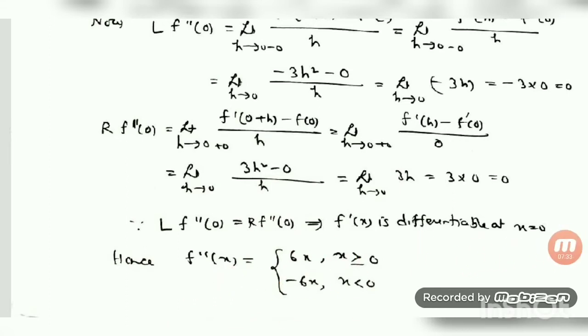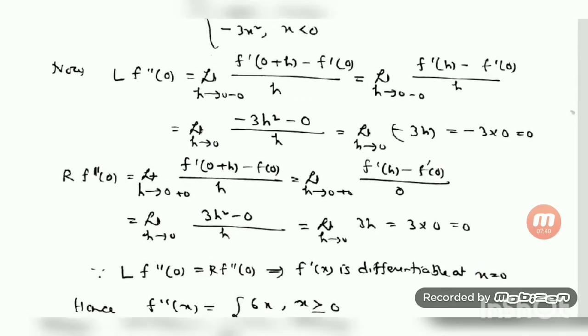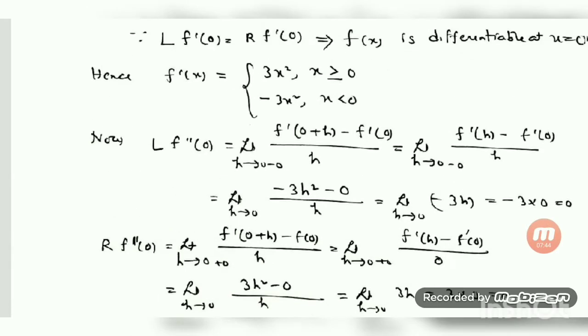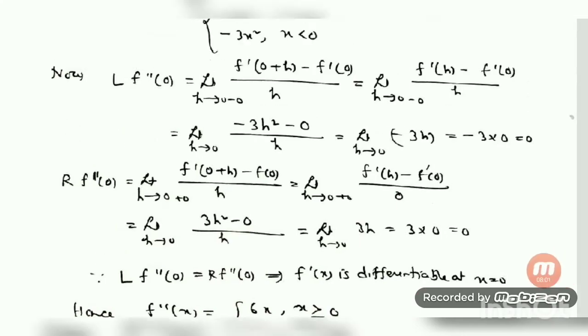f''(x) equals, here we have to take the differentiation of this expression. 3 is a constant, the derivative of x square is 2x. So 3 times 2x is 6x. So for x greater than or equal to 0, the function is equal to 6x. For x less than 0, minus 3 will be there, and take the derivative, that is twice x. So the value will be equal to minus 6x for x less than 0. So here the solution is completed, because we have checked that the second derivative exists and we got the value of the second derivative also. Okay. Hope you understand the solution.